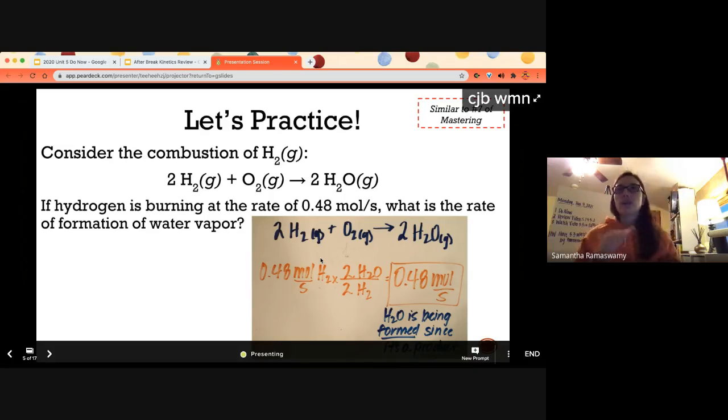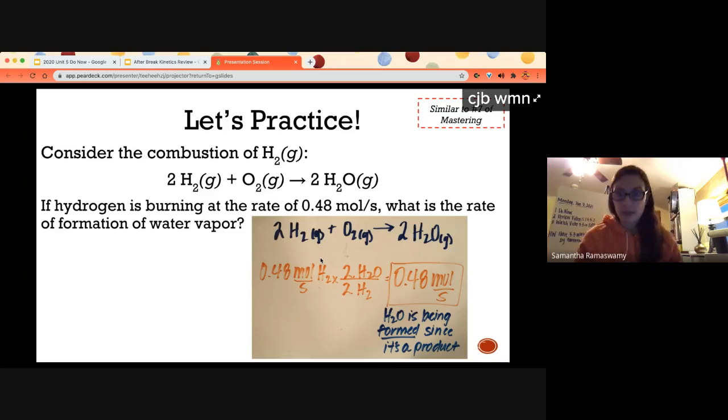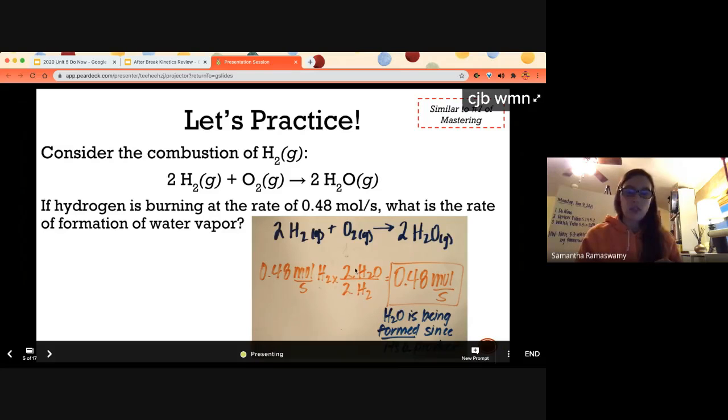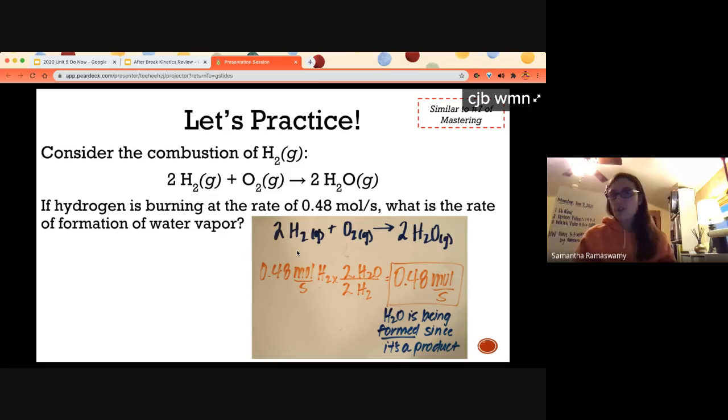So when you see words like rate of consumption, rate of formation, rate of appearance, rate of disappearance, that tells you that you need to be looking at the coefficients. So 0.48 moles per second of H2, for every 2 H2, you produce 2 H2O. Or you can just look at the coefficients and say, well, the coefficients are the same. If the coefficients are the same, the rate of appearance and the rate of disappearance are the same. But H2O is being formed since it's a product. Again, rates should always be given as positive values.